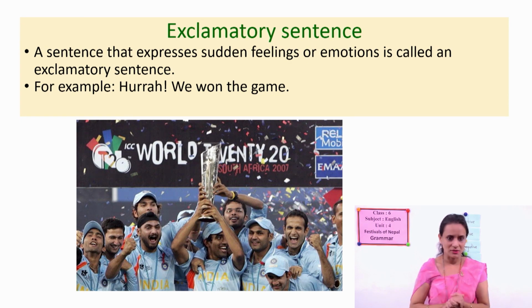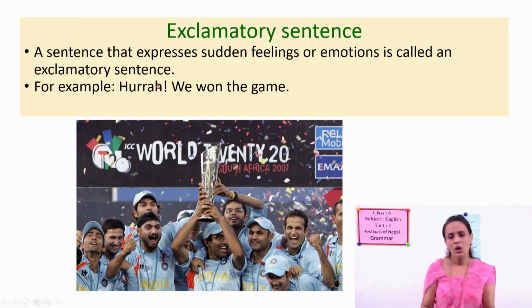You can see it there, isn't it? They are expressing very sudden feelings or emotions. And this type of sentence is called an exclamatory sentence. You can see here, "Hooray, we won the game." Look, they are so happy and they're expressing sudden feelings or emotions. That kind of sentences are called exclamatory sentences.